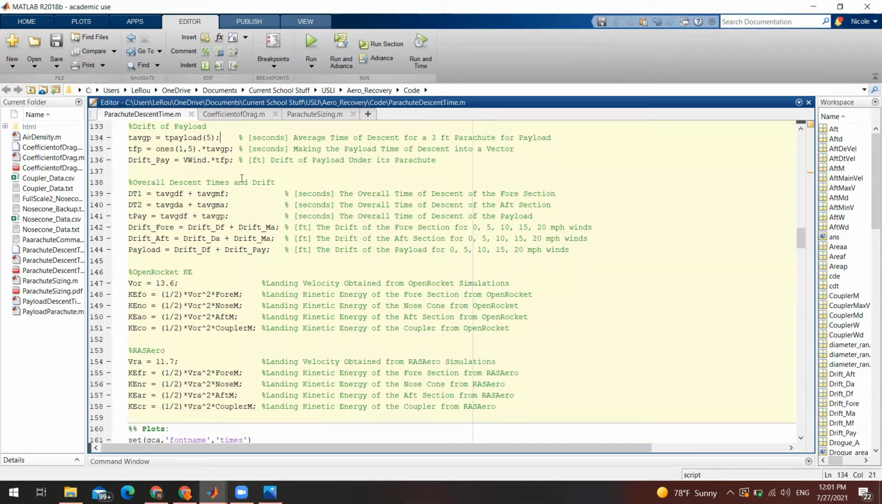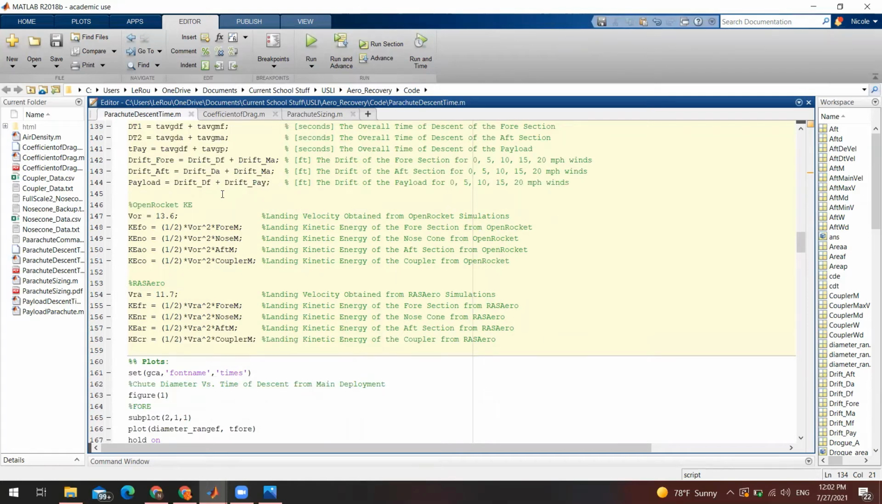And then our overall descent times and drift is we just add the drift under drogue and the drift under main, for the fore and for the aft. And then the same thing for the payload, right? Because it still drifts under drogue, even because it's within the body. So it drifts however far the body drifts. And then the final drift is just the drift under drogue and the drift under main added together. So these are the total times of descent, these are the total drifts, and then the payload drift.